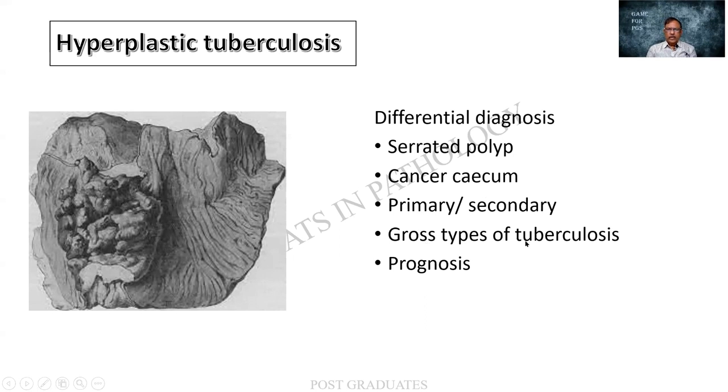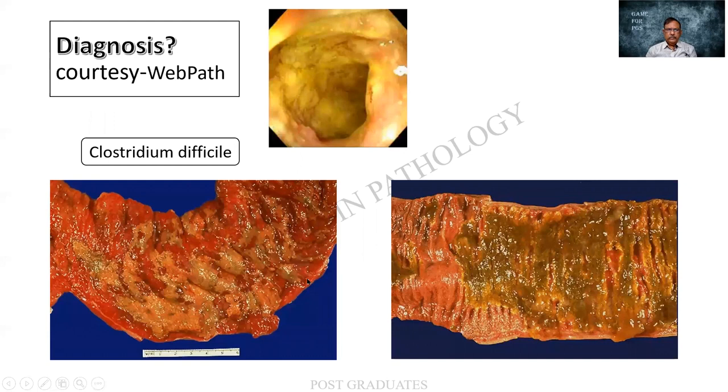And what are the other gross types of tuberculosis? Generally, tuberculosis can be ulcerative, and it can be ulceroproliferative or hyperplastic. This indicates a good prognosis. This is another ulcer, and we do not get it often. It is caused by Clostridium difficile. I find that there is a superficial ulcer that is extensive and there is a greenish exudate. This is caused by Clostridium difficile, and this can be diagnosed by means of a colonoscope.